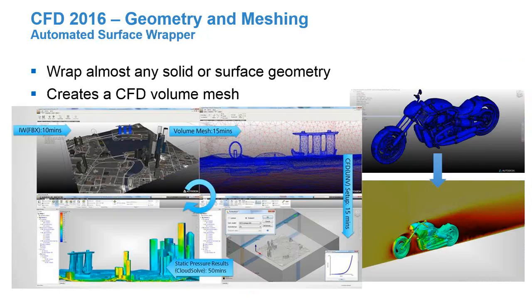We also have what's called the Automated Surface Wrapper. Basically what it can do is take almost any solid or surface geometry and fill in any gaps that might cause problems. So it can dramatically improve how fast you can solve your analysis, as well as speed up the entire process of the prep work in the pre-processing stage.